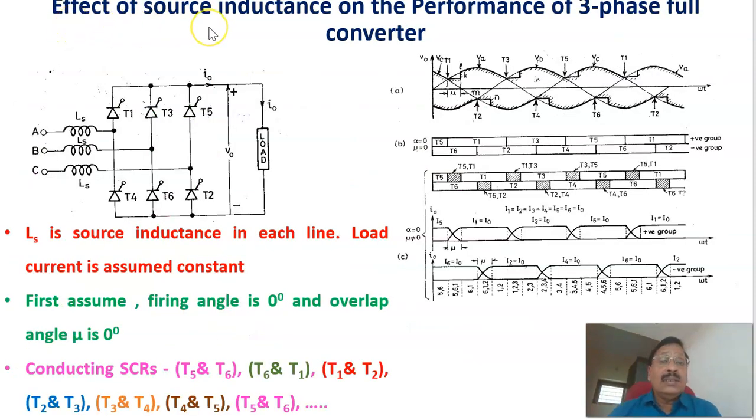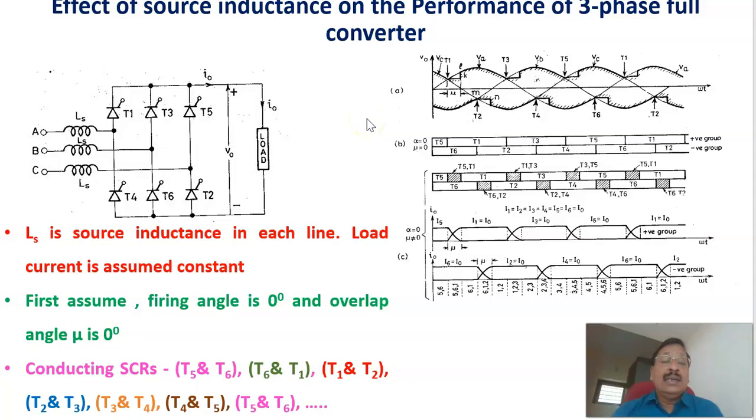Now let us see the effect of source inductance on the performance of the three-phase full converter. This is the circuit topology, and this is the load. Here, this is the positive group of SCRs, and this is called the negative group of SCRs. T1, T2, T3, T4, T5, T6. The firing sequence is normally T1, T2, T3, T4, T5, T6, again T1, like that. And this is the source inductance.